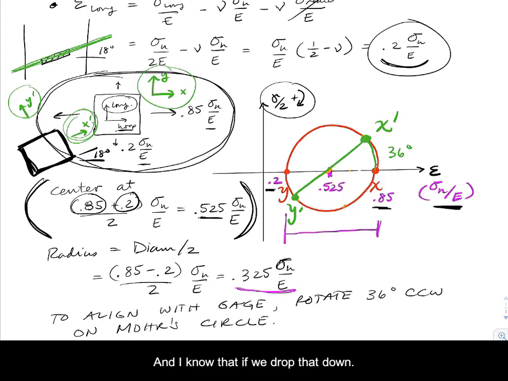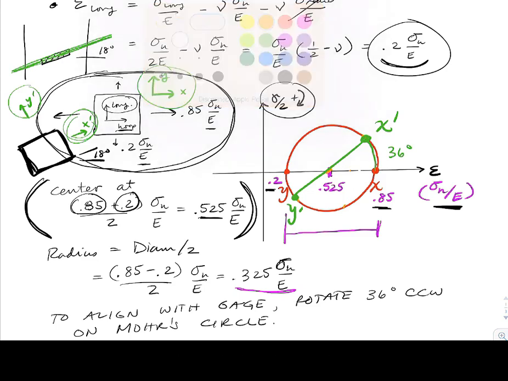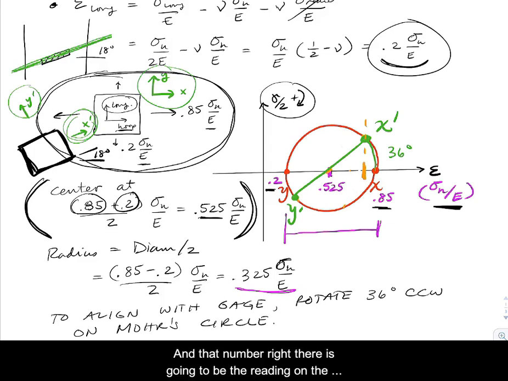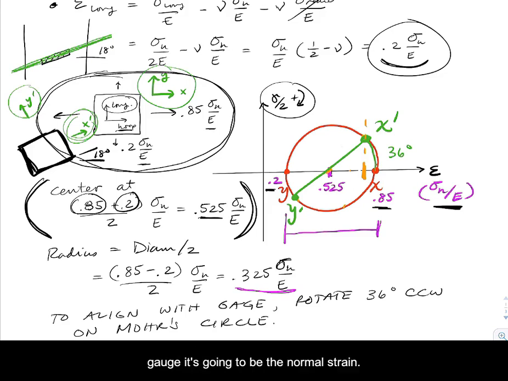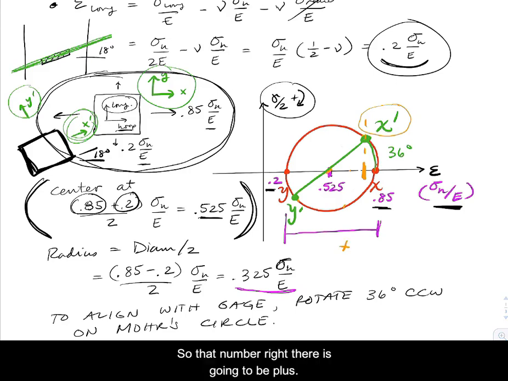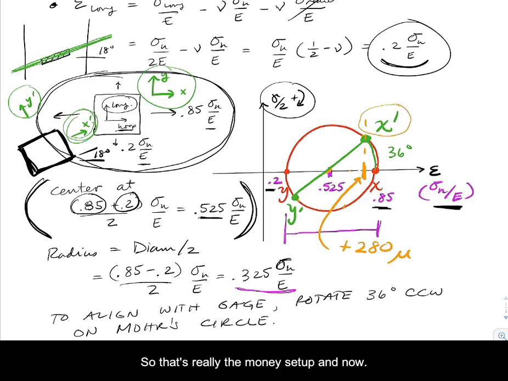And I know that if we drop that down, that number right there is going to be the reading on the gauge. It's going to be the normal strain on the x prime axis. So that number right there is going to be plus 280 microns. So that's really the money setup.